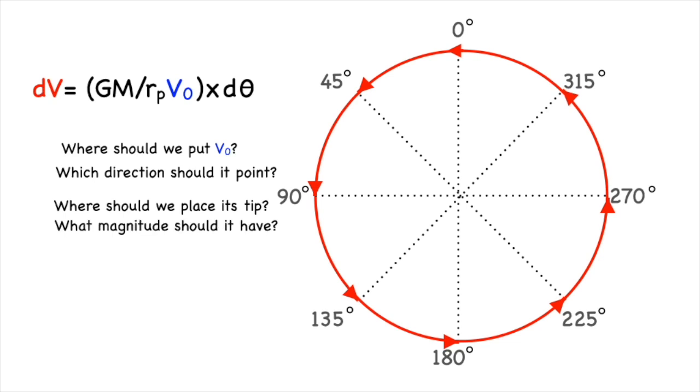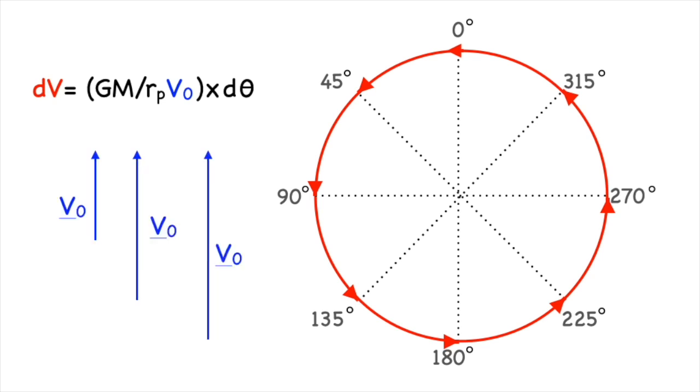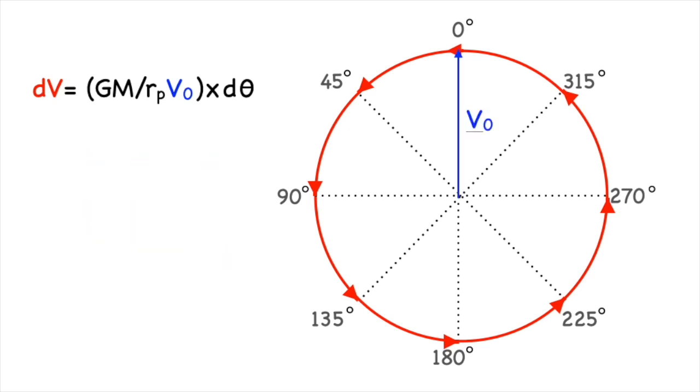What magnitude should it have? Well, we haven't determined its magnitude yet. For our thought experiment, we are free to choose it as one of our initial conditions. Let's choose v naught so that its tail lies at the center of the dV circle. In other words, the magnitude of v naught equals the radius of the dV circle. Thus, v naught equals GM divided by rp times v naught, or v naught squared equals GM divided by rp.